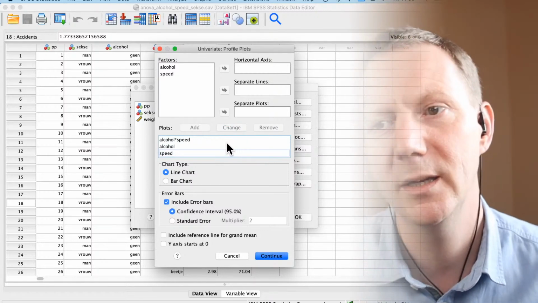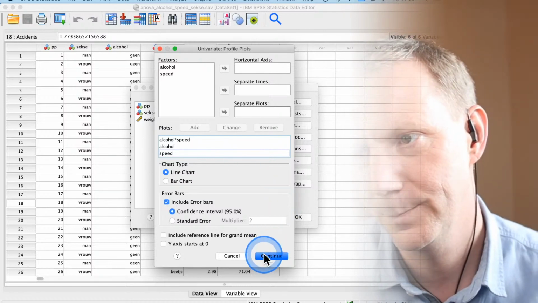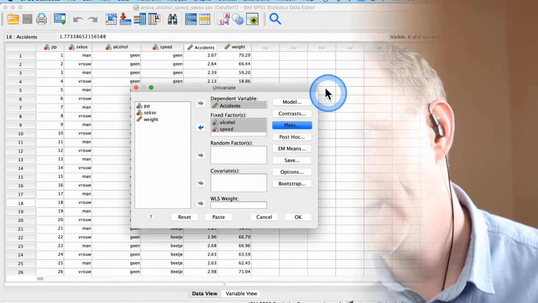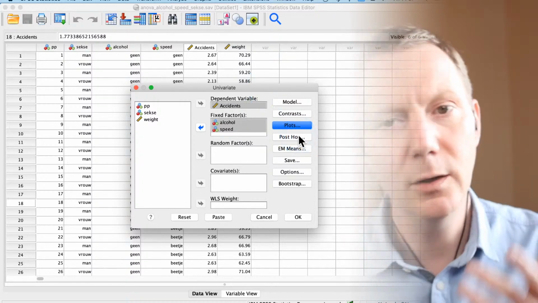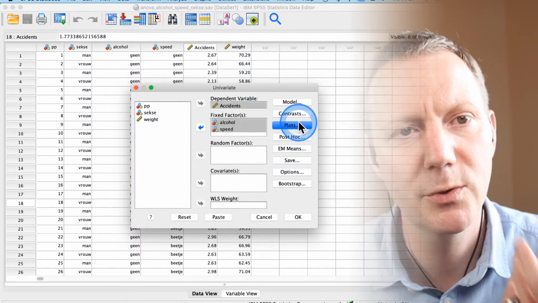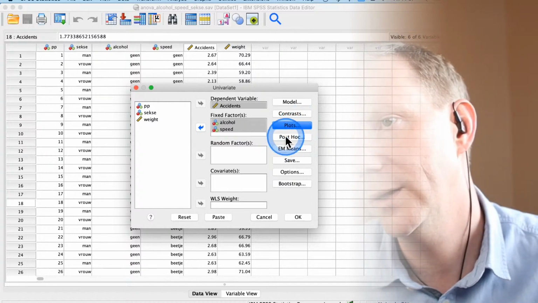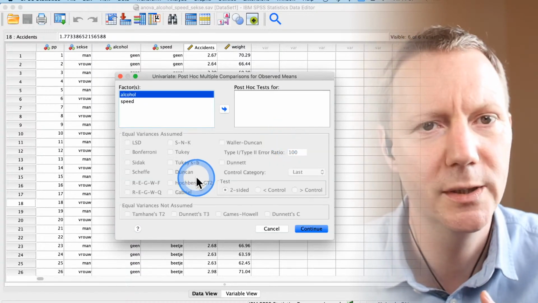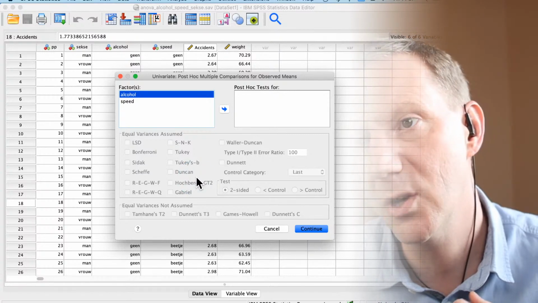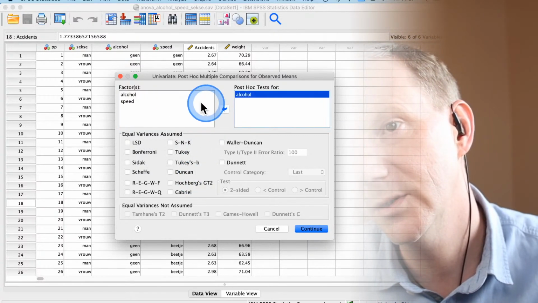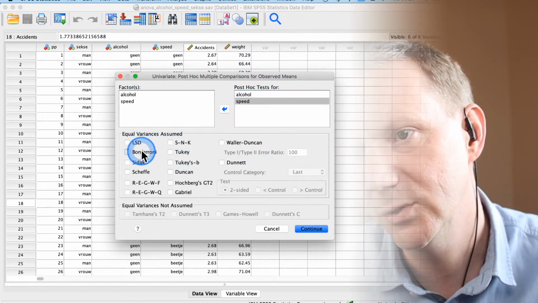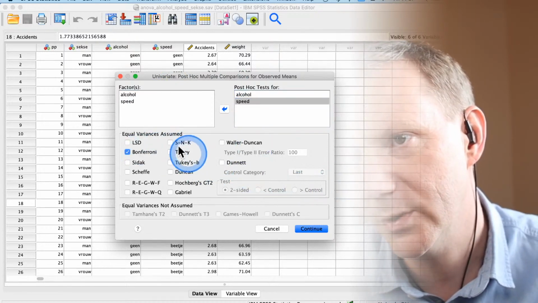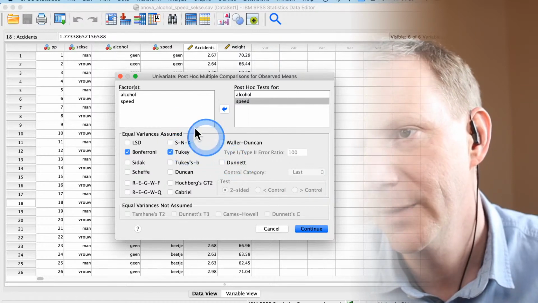So now we have 3, including the interaction. Okay. And what will we do next? Well, if we don't have a hypothesis and we just want to explore, then we can do multiple comparisons. We can do the post hoc test on the speed and the alcohol, and we could, for example, choose a Bonferroni as a post hoc test, or a Tukey.